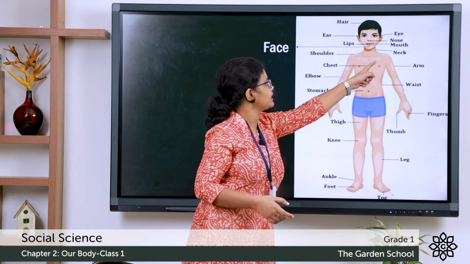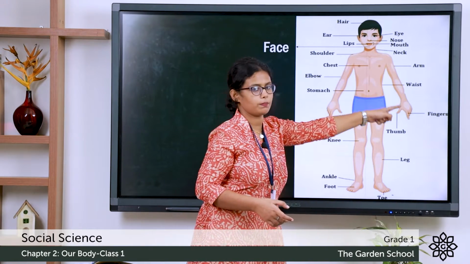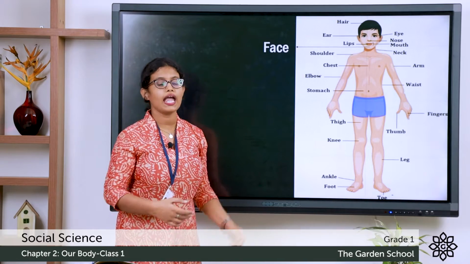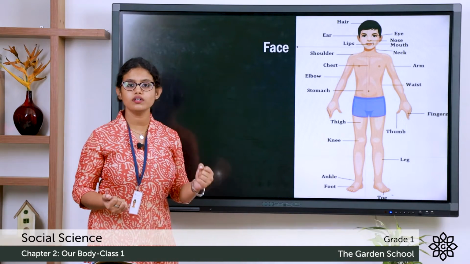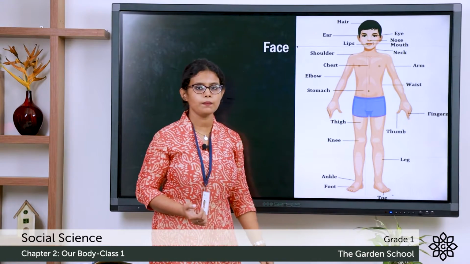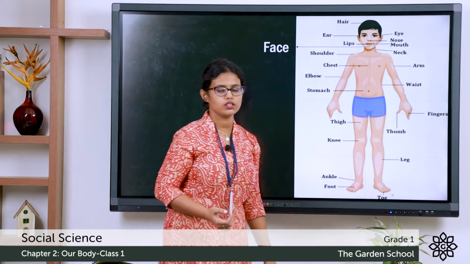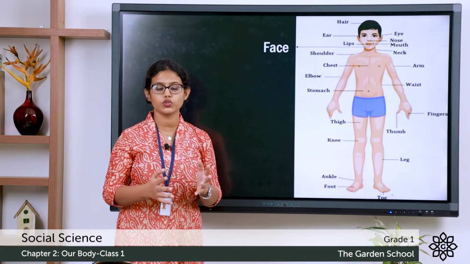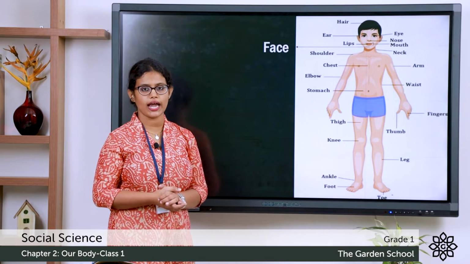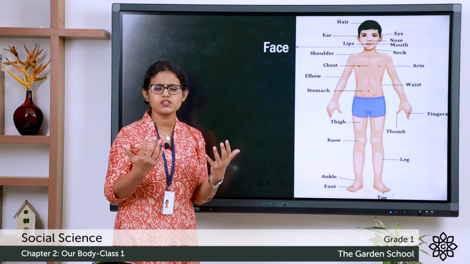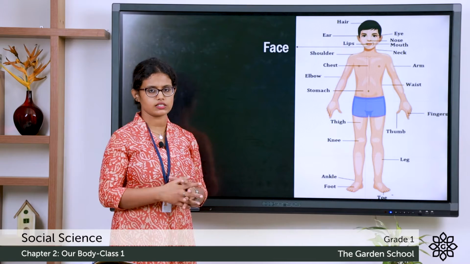Okay. Then this is your arm. And here is your elbow. This elbow helps you to bend your arm. And here at the end of the arm is your hand. Do you know what all things you do with your hand? You clap with your hand. You write with your hand. You throw a ball with your hand. So you do different things with your hand.